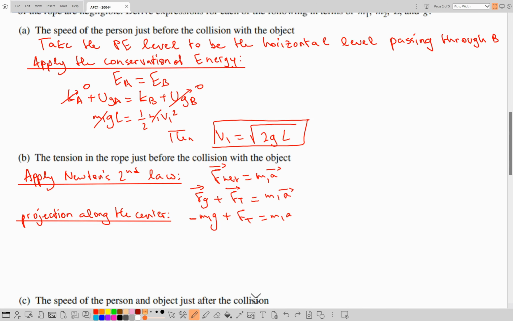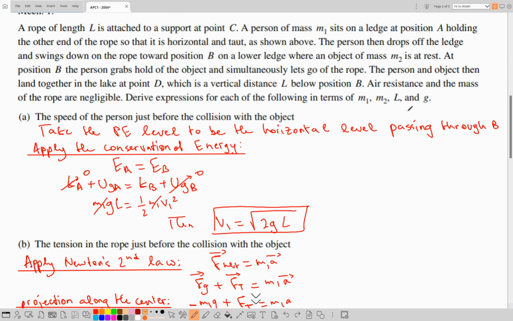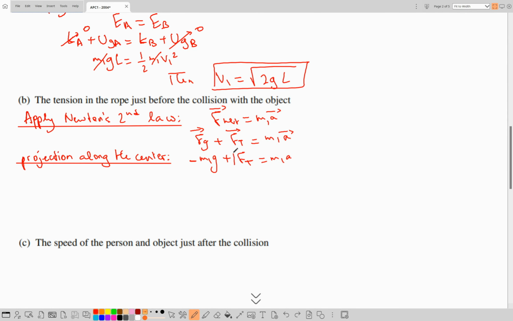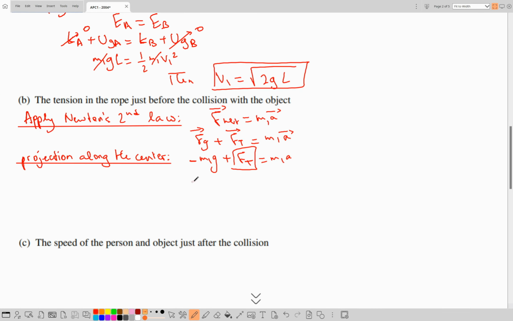And here let me clarify something. The expression of v1 that we have obtained in part A is acceptable because it's being expressed in terms of L and g. Now in this case we're searching for the tension. If you isolate the tension, we take this to the other side, then the tension would be given by m1 multiplied by a plus m1 multiplied by g, and the acceleration at that point is given by the centripetal acceleration, which is given by v square over r.